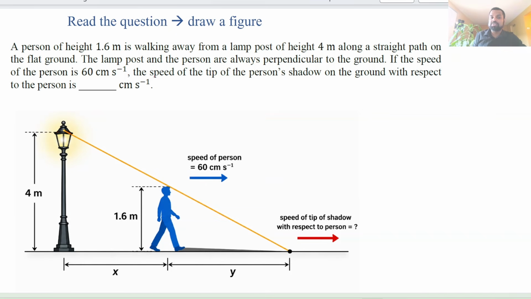And the lamp post and the person, they are always perpendicular to the ground. So this angle here is 90 degree, and this angle is also 90 degree. If the speed of the person is 60 centimeter per second, right? So the speed of the person is 60 centimeter per second away from the lamp post, right?